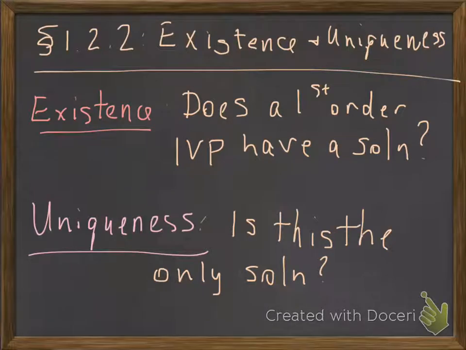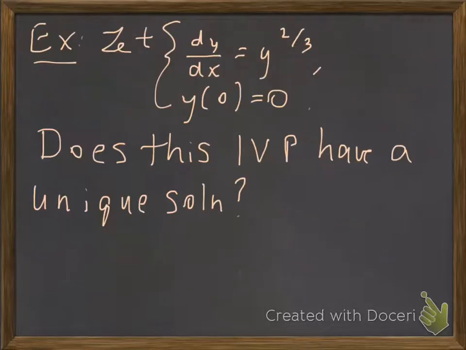The existence question asks, in this section, does a first order initial value problem have a solution? And the uniqueness question asks, if it has a solution, is this the only solution? And so we would say that such a solution is unique. We're only going to consider first order initial value problems in this section. Later on, we'll consider second order initial value problems and their existence and uniqueness of solutions.